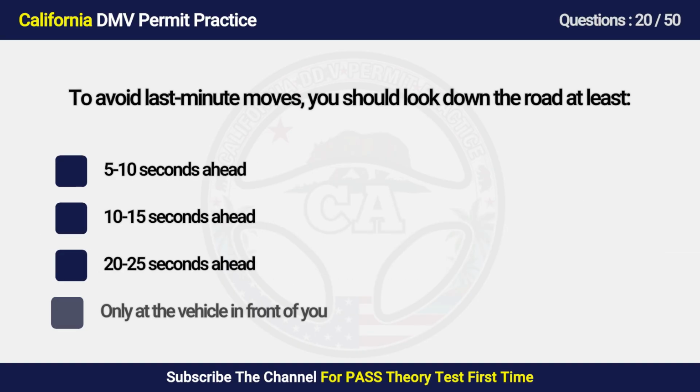Question 20. To avoid surprises, you should look down the road at least: A. Seconds ahead. B. Seconds ahead. C. Seconds ahead. D. Only at the vehicle in front of you.